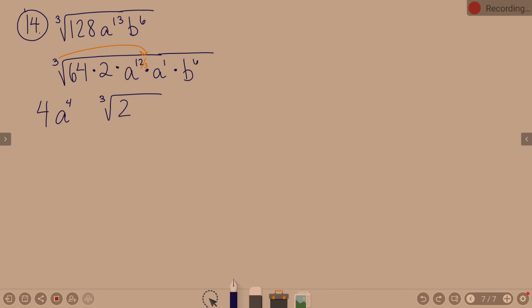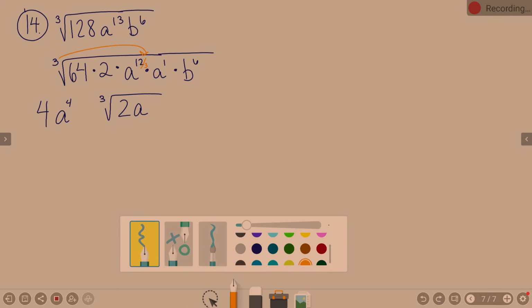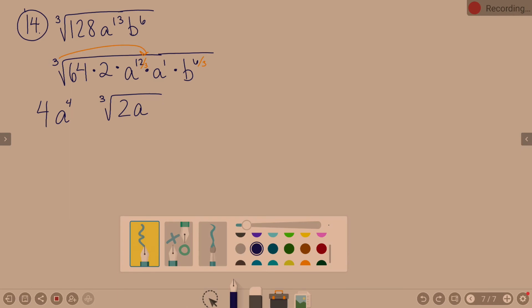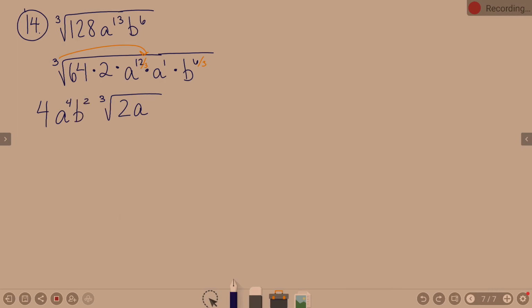Can I do the cube root of a to the 1st? No. 1 does not divide by 3, so a to the 1st is just going to stay a to the 1st under the radical. Can I do the cube root of b to the 6th? Does 6 divide by 3? Certainly does, and that becomes b squared, and that's going to go outside.